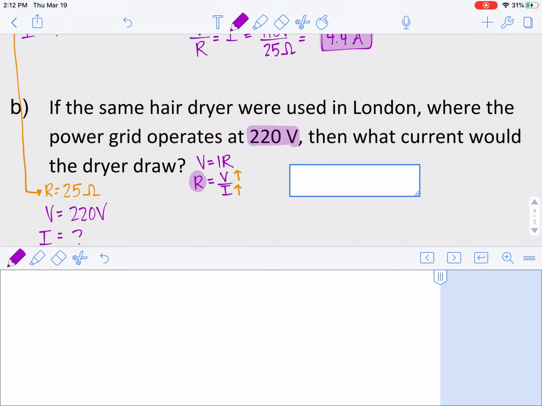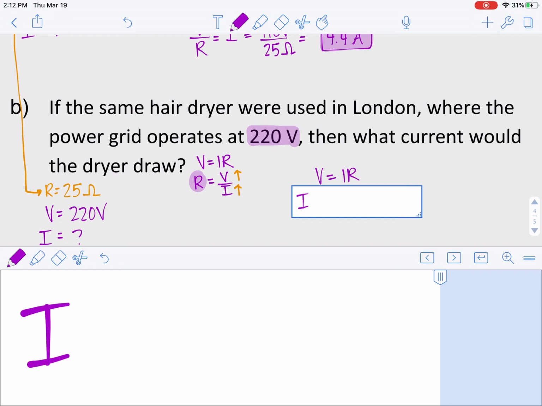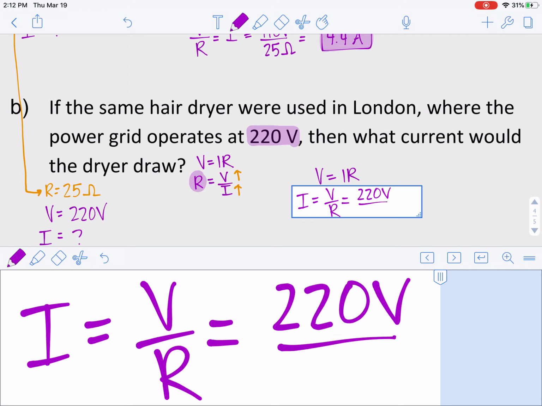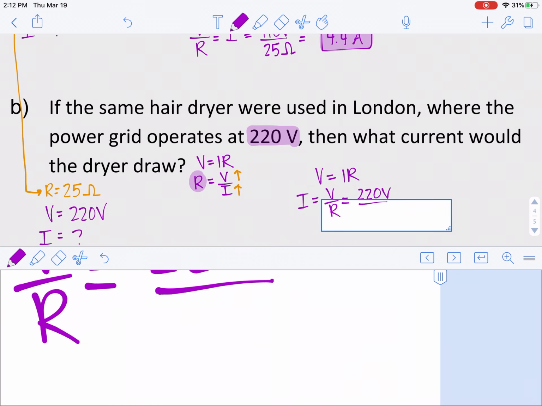So in this problem, we're solving for current. V is equal to IR. We already rearranged this equation to solve for current in the last problem. We rearranged it to say current is equal to V over R. Our new V in this problem is 220 volts. We divide that by our same resistance of 25 ohms.